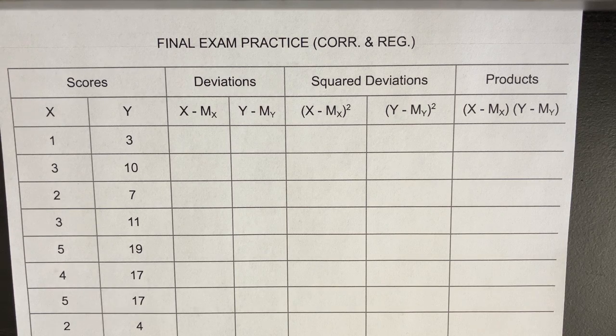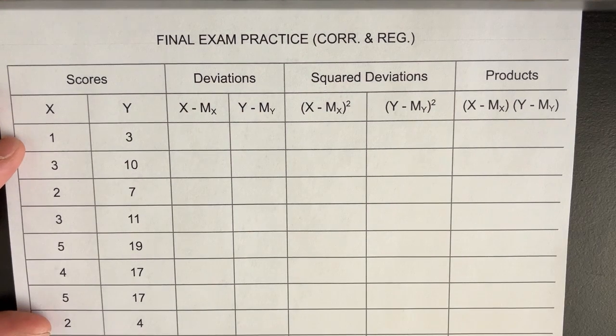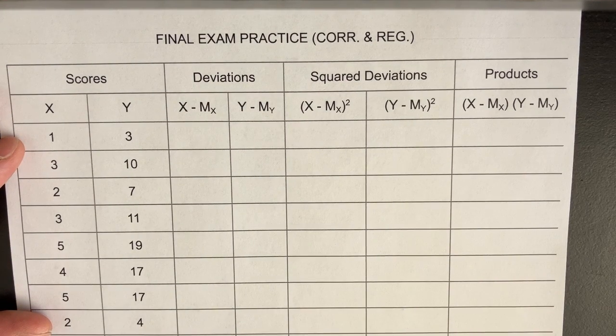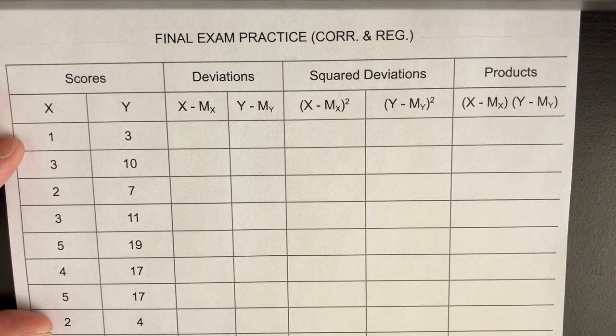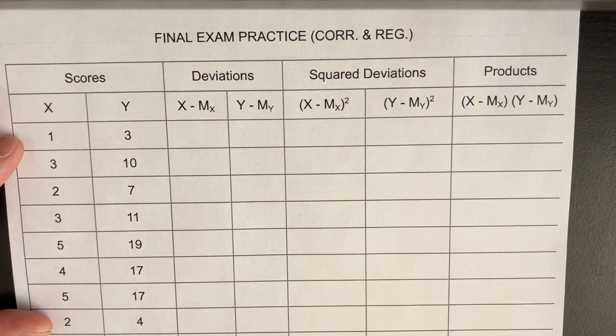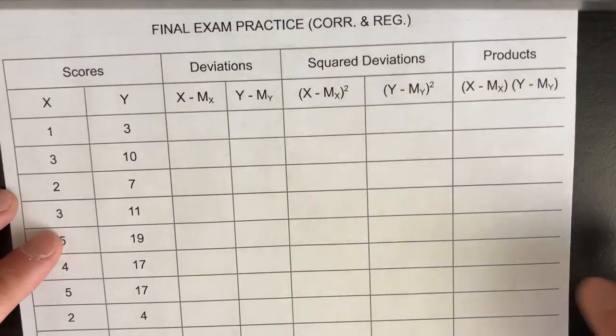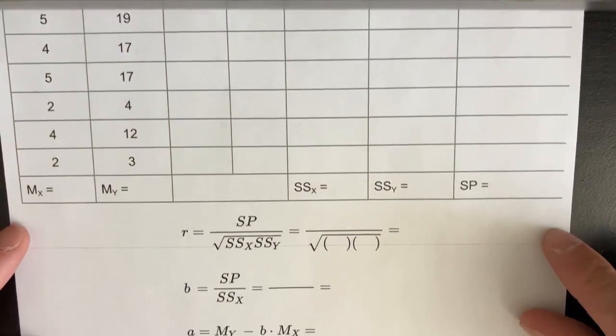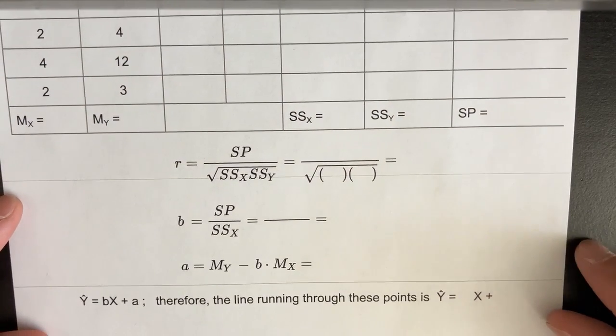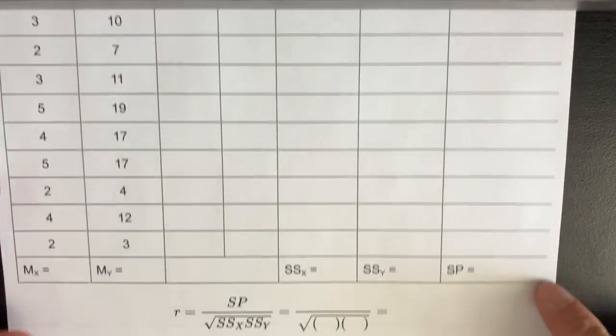This video is going to go over filling out this table, which is meant to help you understand the formula for the Pearson's R correlation. So we're just going to fill out this table and then fill out the formulas here at the bottom and come up with our regression equation as well.